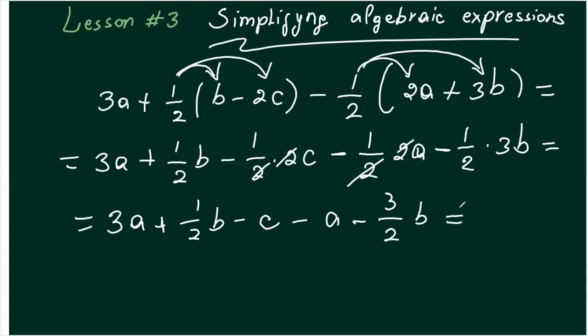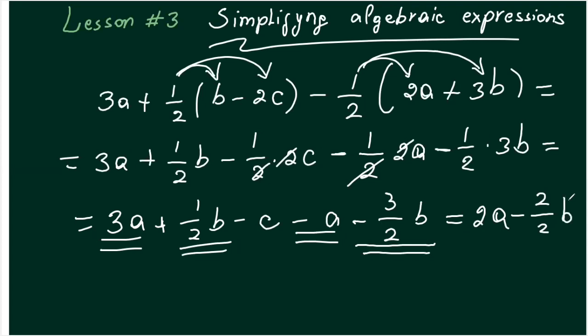Okay, let's simplify this. What are the like terms? 3 times a and negative a. We get 2 times a. And 1/2 times b and negative 3 divided by 2 multiplied by b. We get negative b, and minus c. And we get here 2 times a minus b minus c.